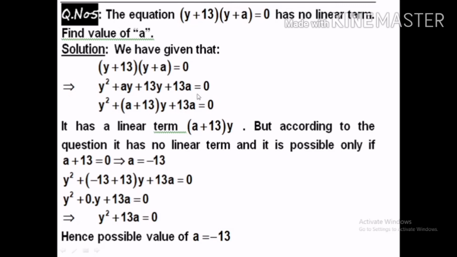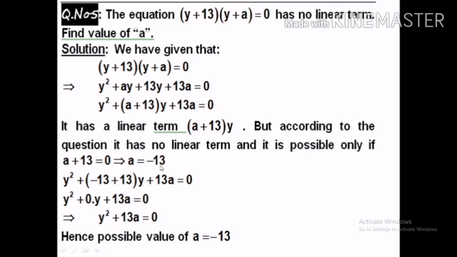Now the given equation has a linear term (a plus 13)y. But according to the question, it has no linear term, and that is possible only if the linear term coefficient is 0, that is a plus 13 is 0, because the variable cannot be equal to 0. If the term (a plus 13) into y is equal to 0, y does not equal 0, so a plus 13 is 0. So this means a is equal to minus 13.